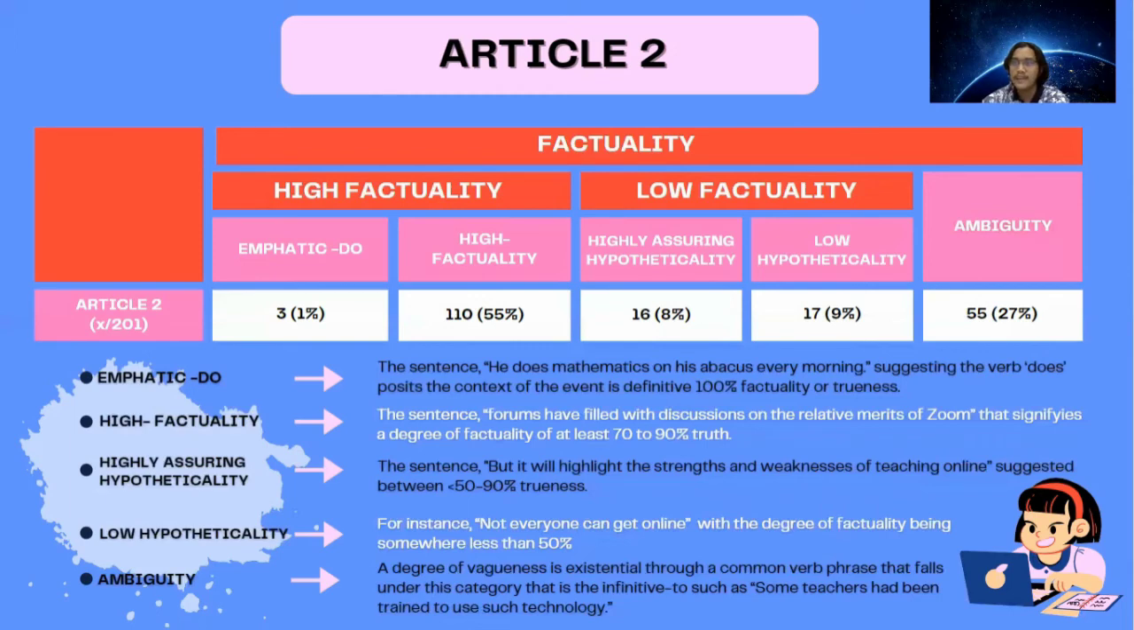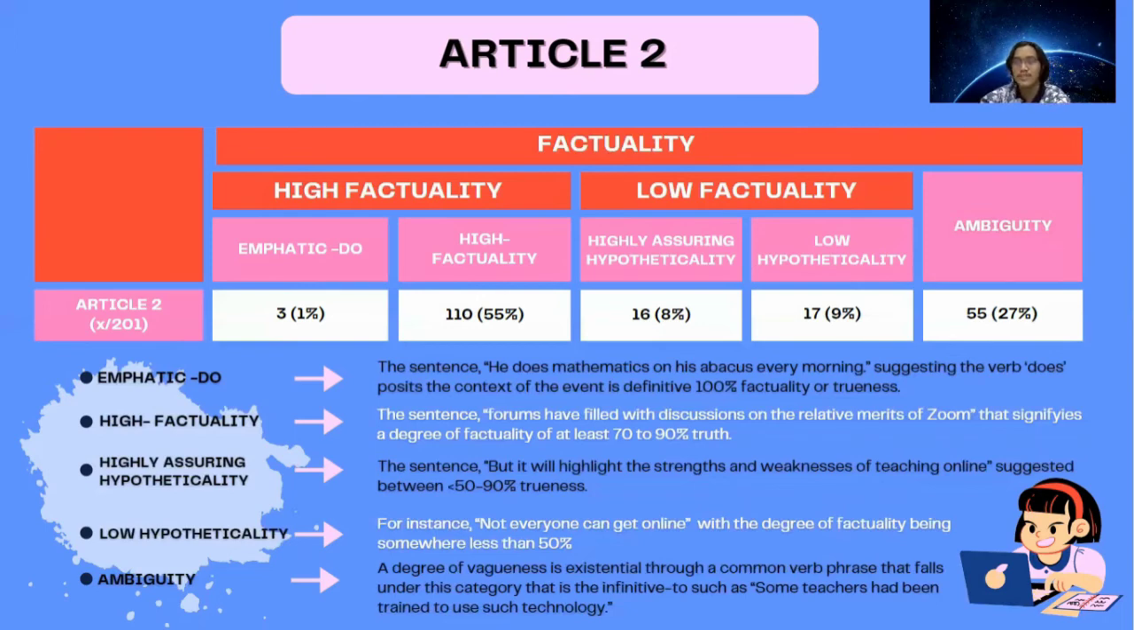On the other hand, any event that falls under low factuality has suggested between below 50 to 90% trueness, scoring only 17% on empirical analysis, which was the highly assuring hypotheticality 8% and low hypotheticality 9% in general. One example from highly assuring hypotheticality, which consists of the modal auxiliary will, is but will highlight the strengths and weaknesses of teaching online from the sentence. As for low hypotheticality, with the degree of factuality being somewhere less than 50%, some of the notable examples are in the use of the auxiliary can. For instance, not everyone can get online.